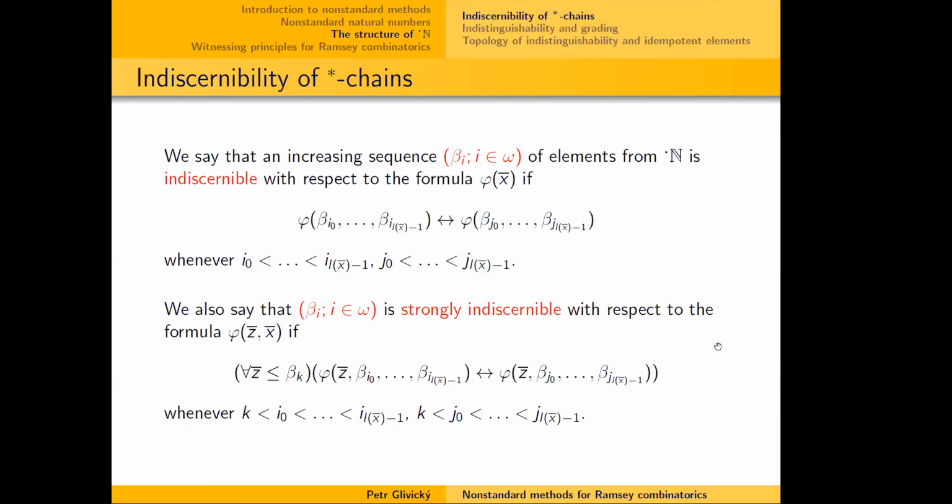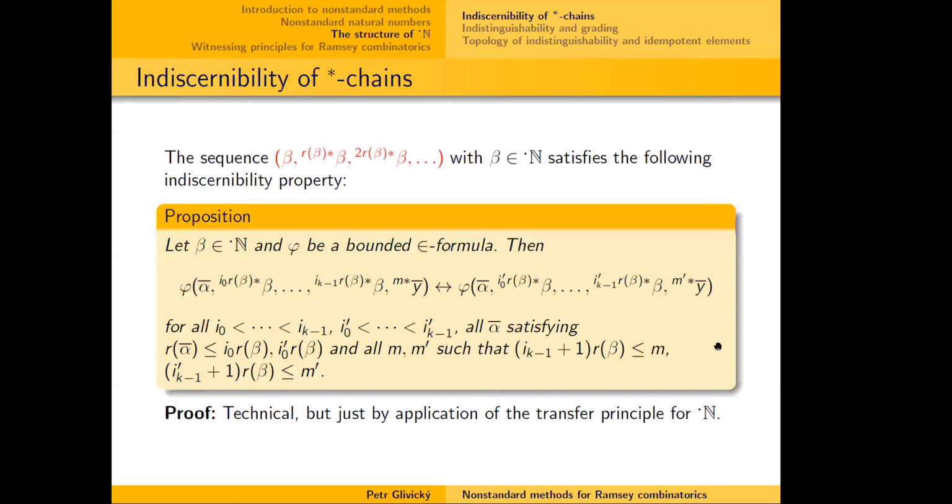So that's strong indiscernibility, although I think everybody knows this concept. And now let's look at how indiscernibility appears inside of dot n. Actually, I will prove here as a proposition that the sequence which is created by starting from any element beta from dot n and then taking in each step, adding a rank of beta many stars to the beta.